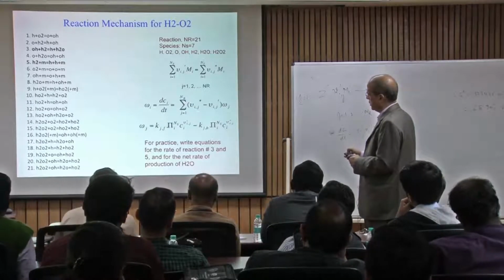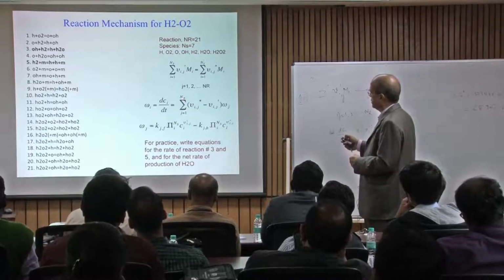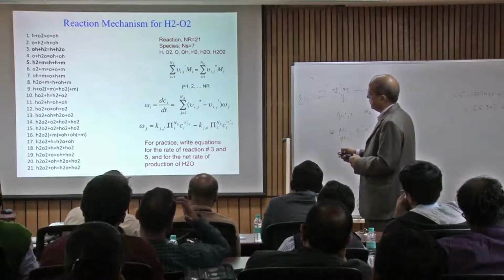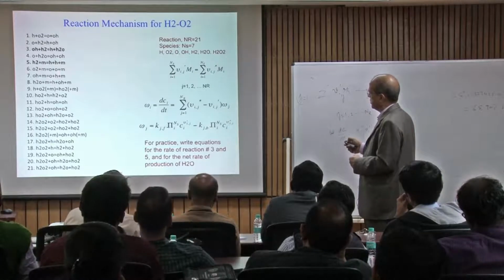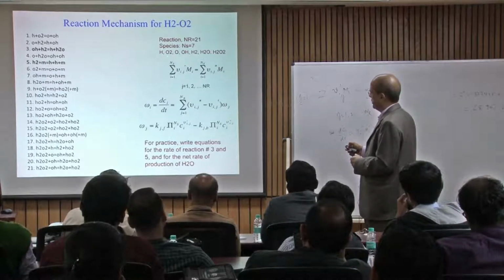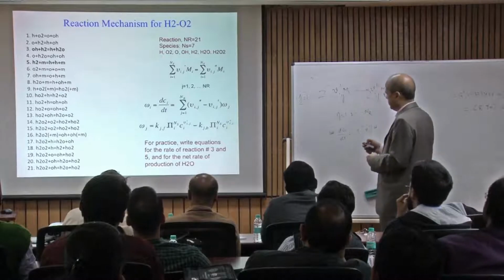So it is summed over all the reactions. N_R here is 21. And if you count the number of species, the total is 7. So I'll show some results later on.